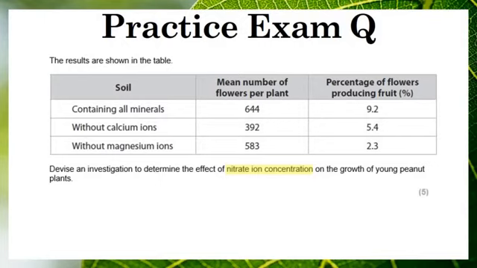You need to devise an investigation to determine the effect of only nitrate ion concentration on the growth of young peanut plants. You have 5 marks, so think of how you would describe different things to control, how you would run your method, and what you would record. Give it a go.